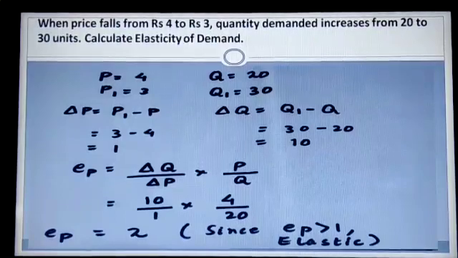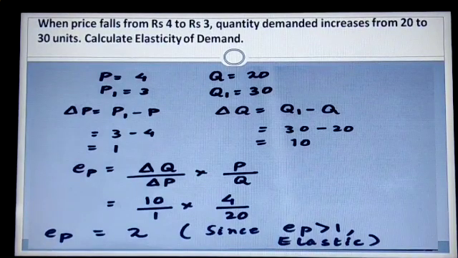Okay, now this is a simple numerical. When price falls from rupees 4 to rupees 3, quantity demanded increases from 20 to 30 units. Calculate elasticity of demand. I'll send you solved numericals in detail whenever I send you the complete notes of this chapter. Now, just look at this sum. It's a very easy sum I've taken.